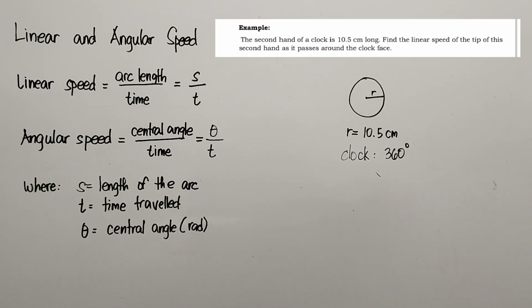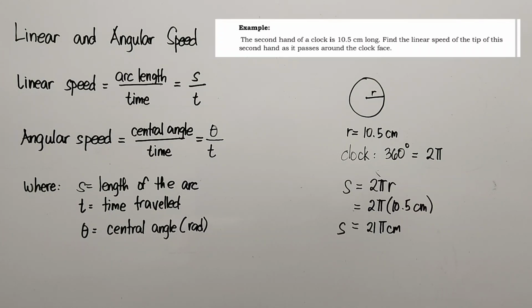We will convert the 360 degrees to radian measure, and the equivalent of our 360 degrees is 2 pi. So for our arc length, we will multiply the radius as well as the radian measure of our clock face, which is the 2 pi. So we have the formula S equals 2 pi r. 2 pi times the r, which is 10.5. So our S is 21 pi centimeter.